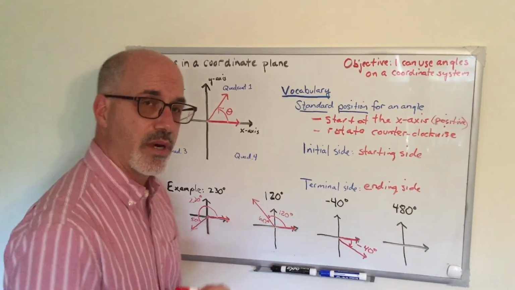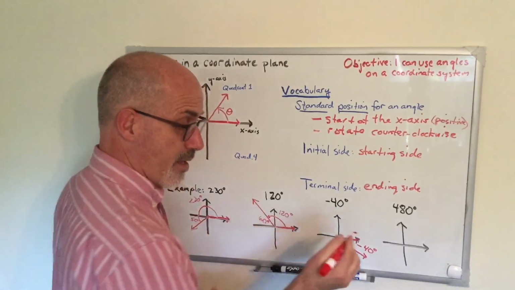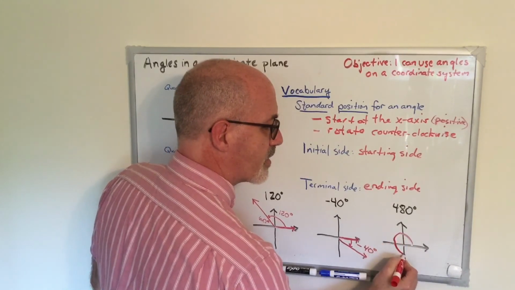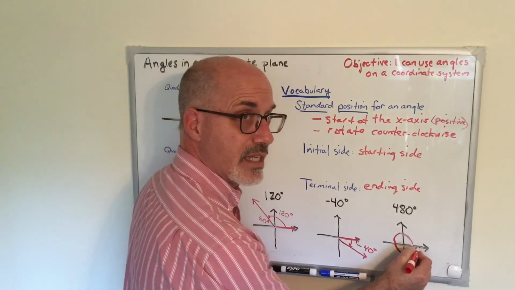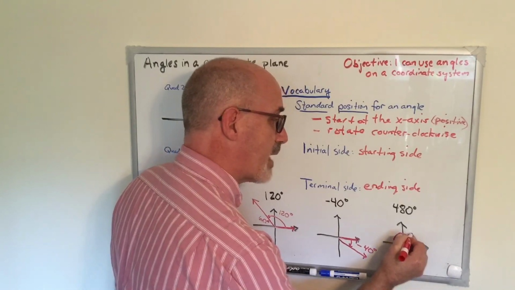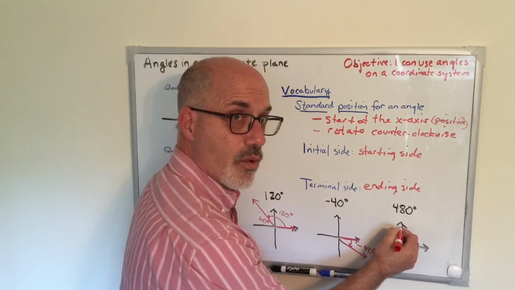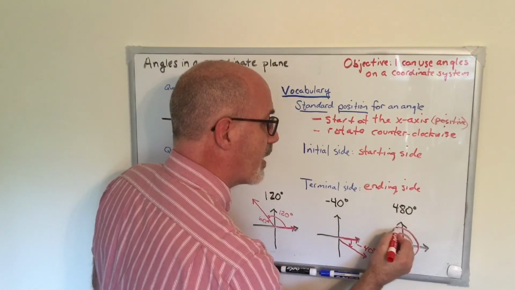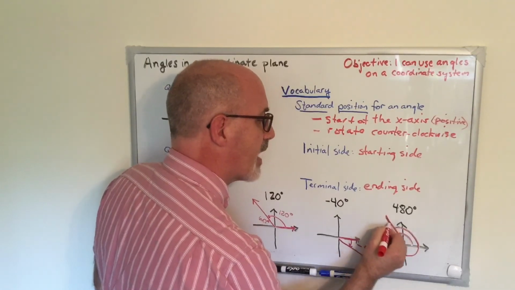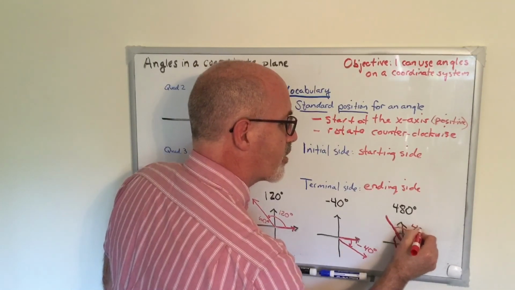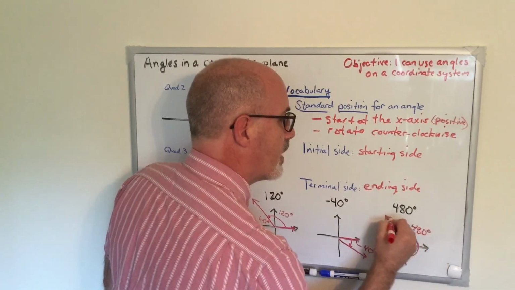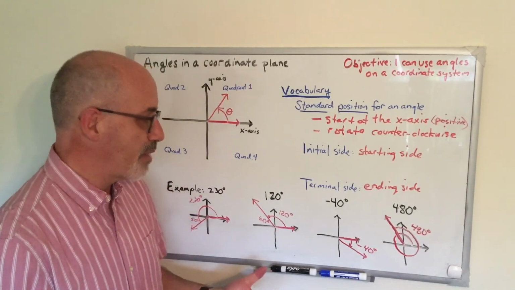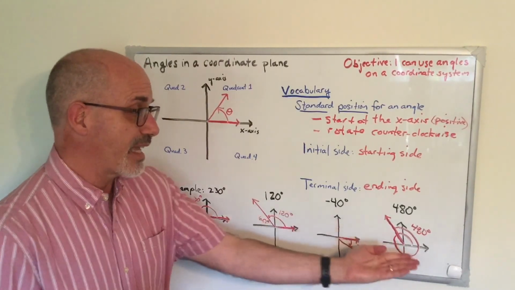And then lastly, 480. You might say, wait a minute, how does that go? Well, let's just keep measuring. We go to 90, to 180, to 270, to 360. We're going past 360. If we go 90 degrees past 360, we get to 450. And we keep going, 30 degrees past that gives us our 480 degrees, which is the same as what we did with this 120. It gives us the same type of measurement and look as that angle.